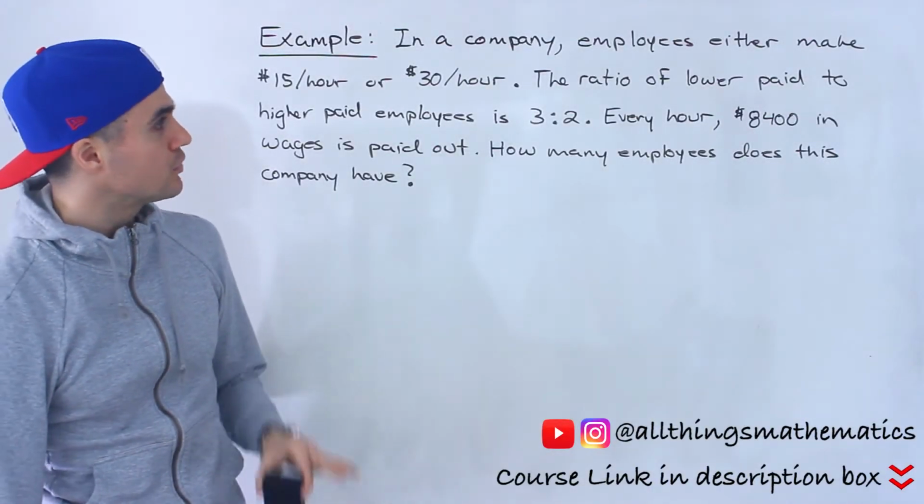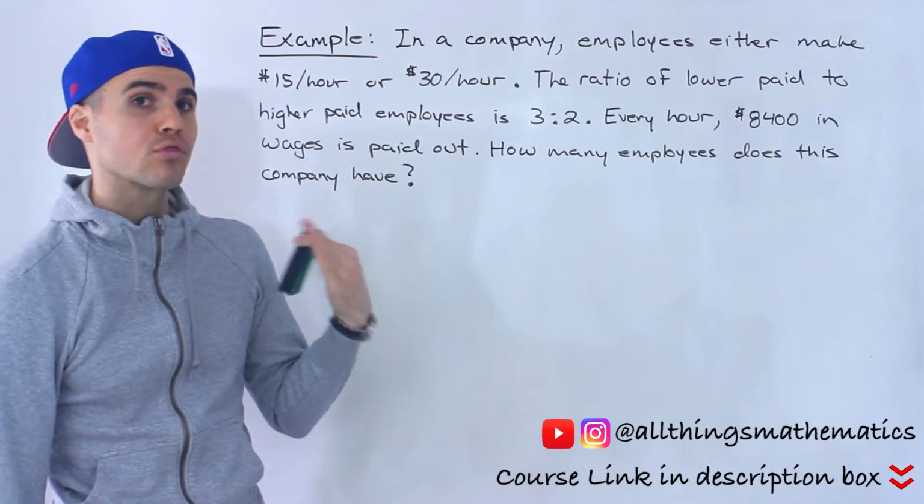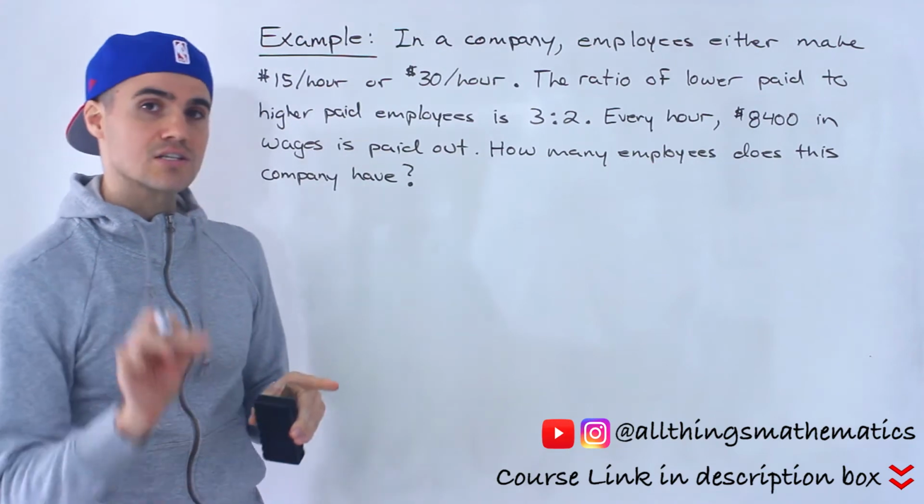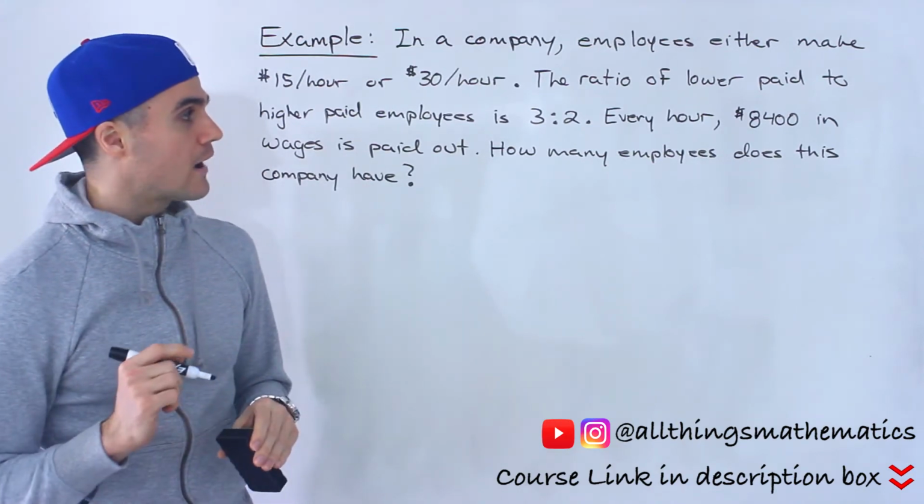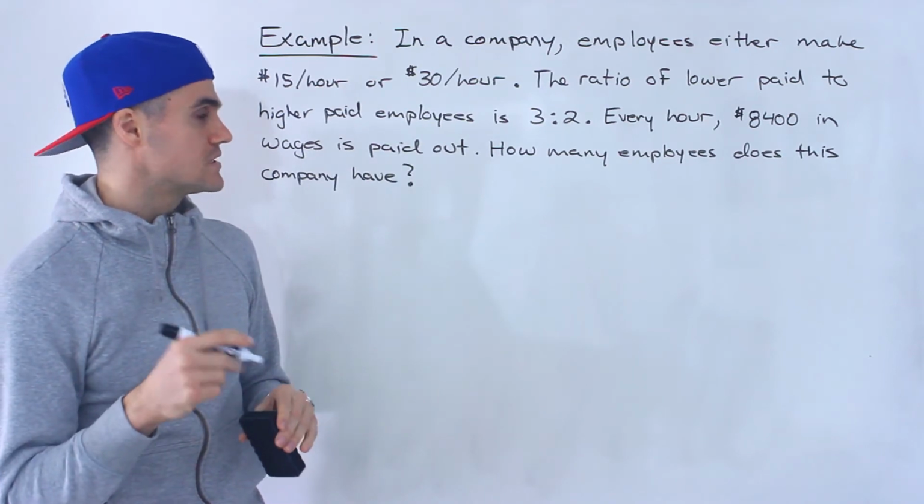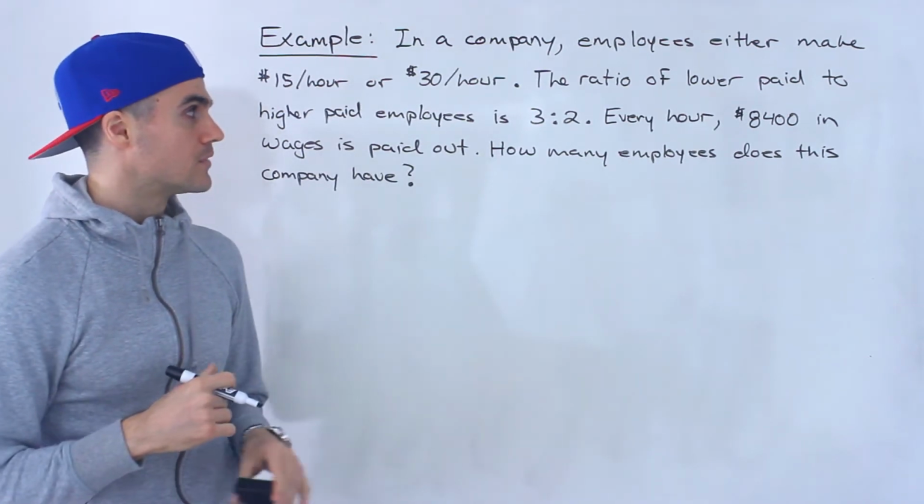So in a company, employees either make $15 an hour or $30 an hour, and the ratio of lower paid to higher paid employees is 3 to 2. Every hour, $8,400 in wages is paid out. How many employees does this company have in total?